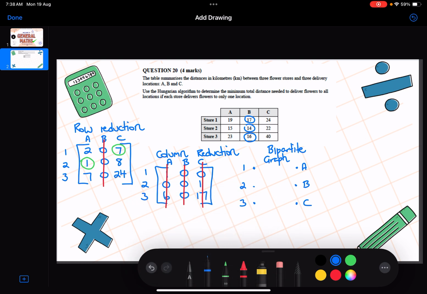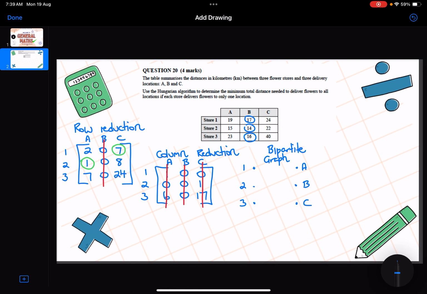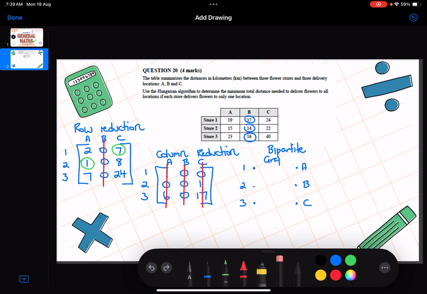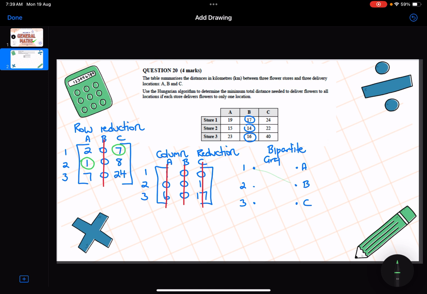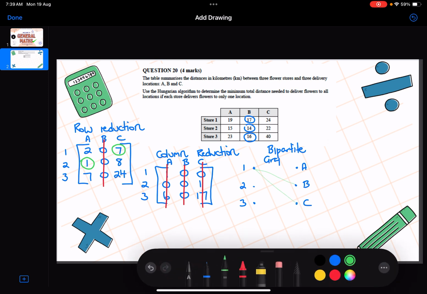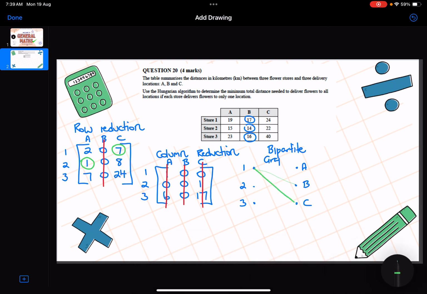When constructing a bipartite graph, it's important to note that we've got to connect our store number with our location for everywhere where there's a 0. So you can see here, store 1, there's a 0 for location B and location C. So for store 1, it has to connect to location B as well as location C. What we'll do is make that a little bit better so we can see it. So location B and location C.